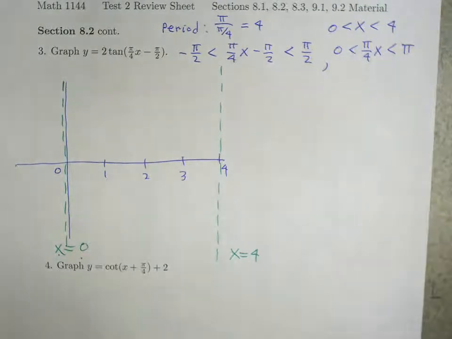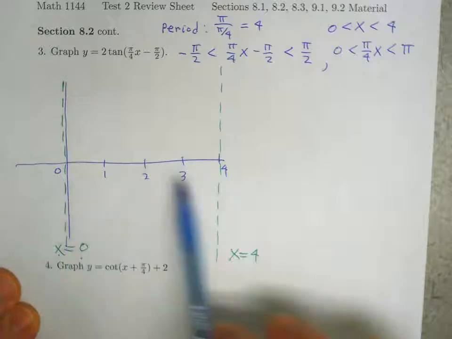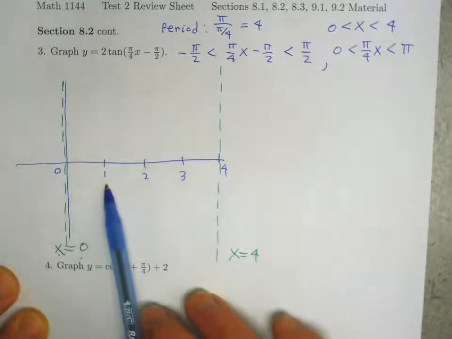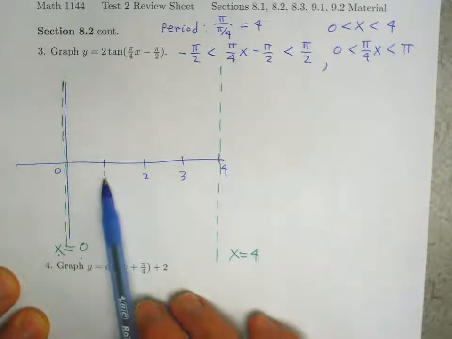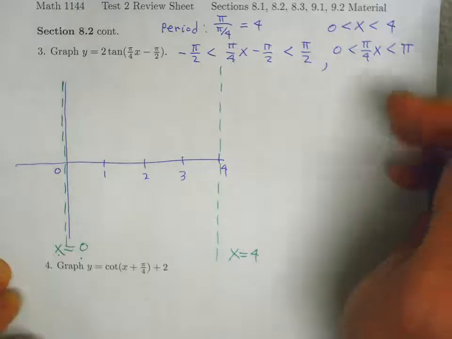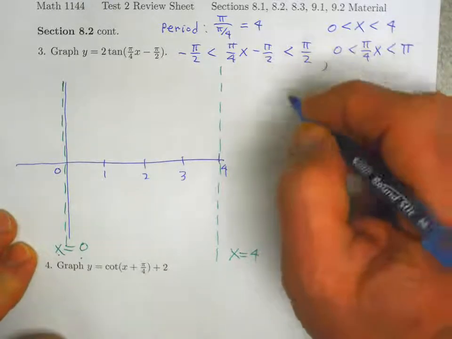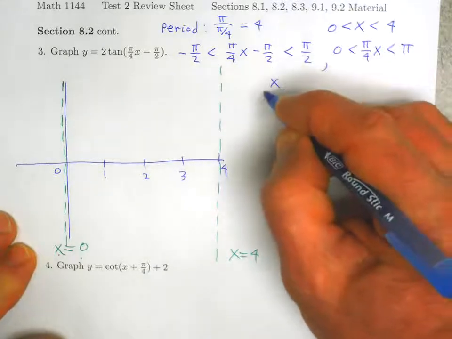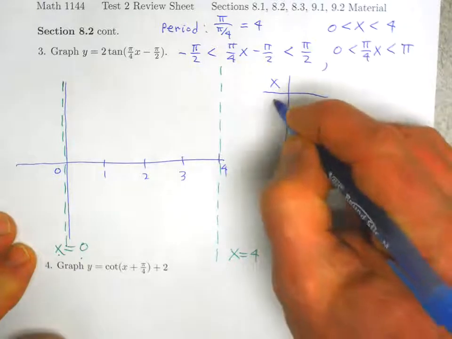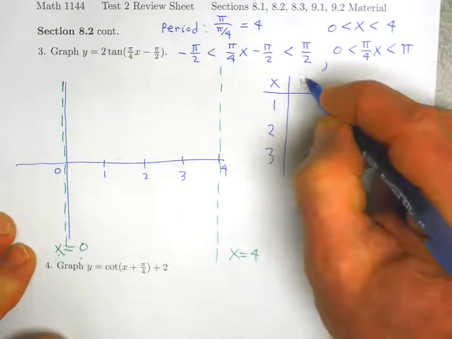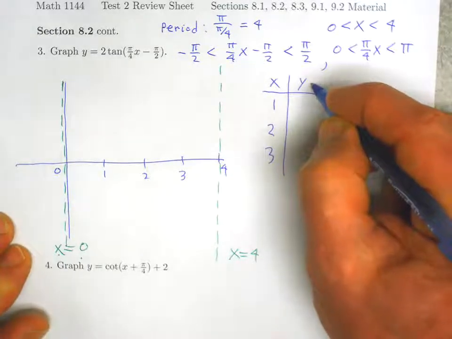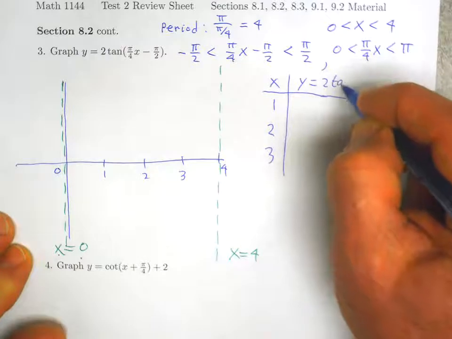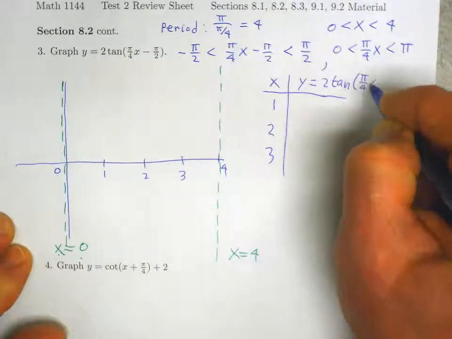So if you remember when we covered graphing tangent functions, we want to be able to find 3 points by dividing the period into 4 subintervals. So we want to know what the y value is when x equals 1, x equals 2, and x equals 3. Those are the 3 key points that we want to be able to find in this one. So let's just create a little chart. X is 1, 2, and 3. And then the y values are 2 times tangent of pi over 4 times x minus pi over 2.